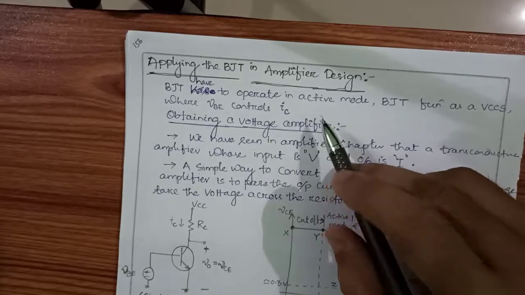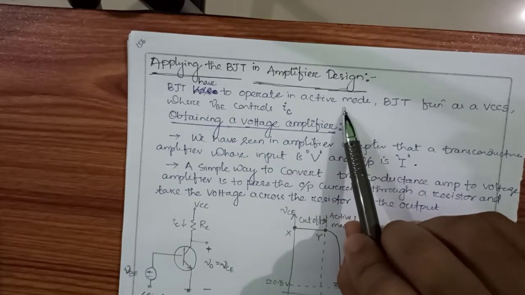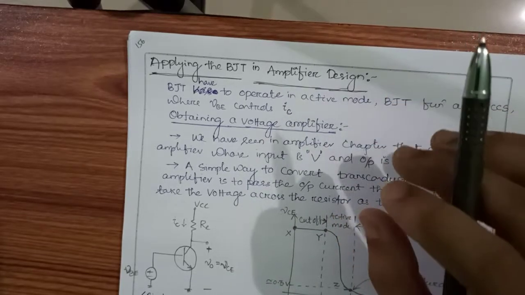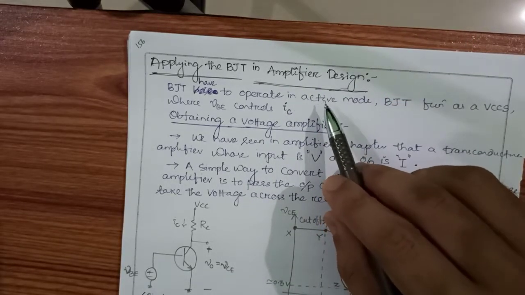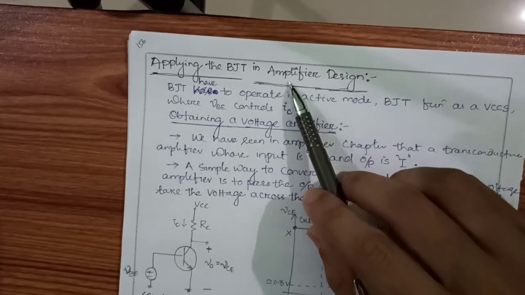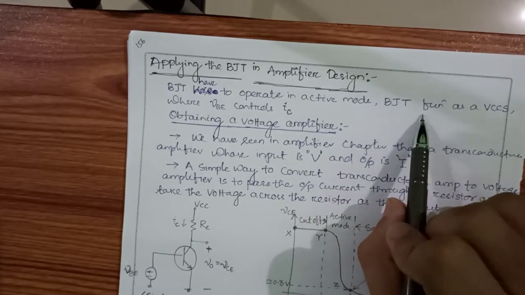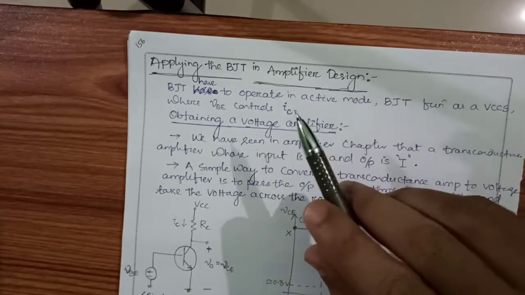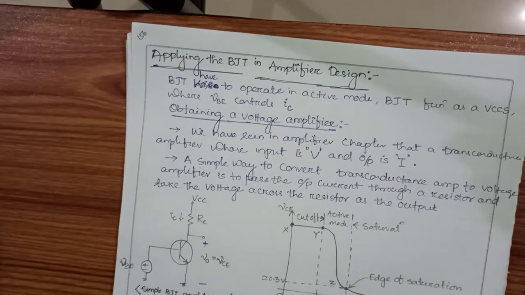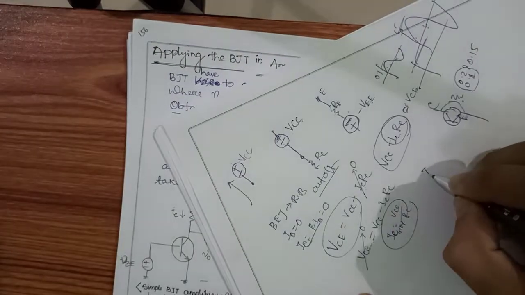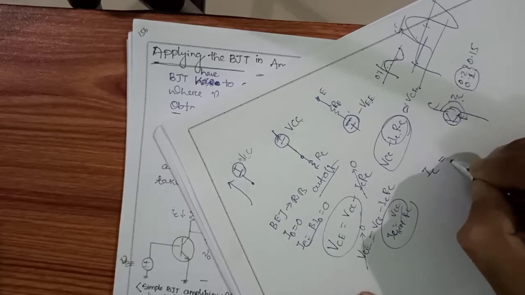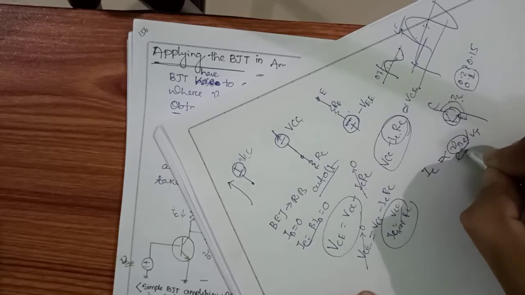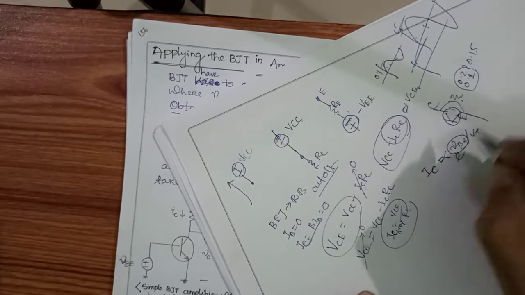For the first point, we have to remember that our BJT has to operate in active mode. When the BJT operates in cutoff and saturation mode, it acts as a switch, and when it operates in active mode, it acts as an amplifier. We know our BJT is a voltage controlled current source, controlled by the voltage VBE. Voltage controlled current source means the collector current IC is proportional to e to the power VBE upon VT. This current source is controlled by this voltage.